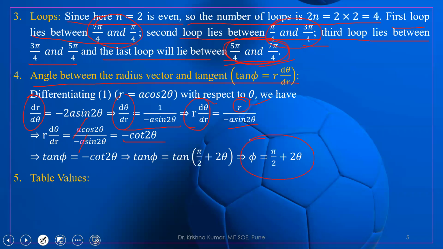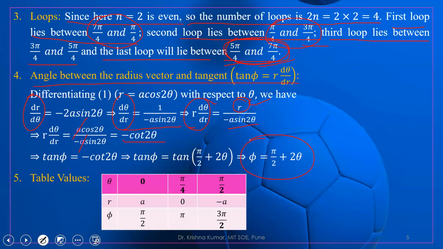Okay. Next, table values. Since the curve is symmetric about both the axes, we only take the values of theta between 0 and pi by 2. So when theta equal to 0, r equal to a cos 2 theta, it is cos 0. Cos 0 means 1. So what is the value of r? It is a. And if theta equal to 0, what is the value of phi? It is pi by 2. Similarly, if theta equal to pi by 4, that means cos pi by 2, and cos pi by 2 is 0, so r equal to 0.